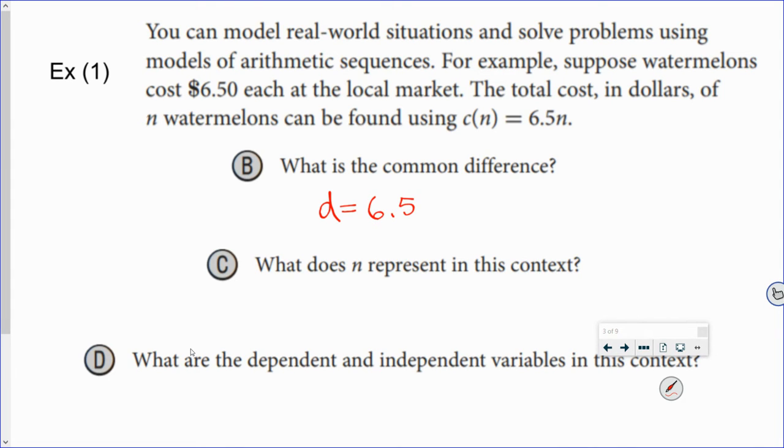What does the n represent in this context? When I was inputting those numbers, this question is going to go to you, so I need somebody to answer. I may call on somebody online, or I may call on somebody here. Anybody's fair game. What does n represent in the context of this problem? How many watermelons? Yeah, absolutely. How many watermelons?